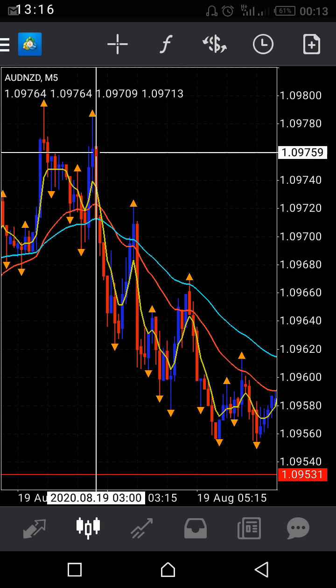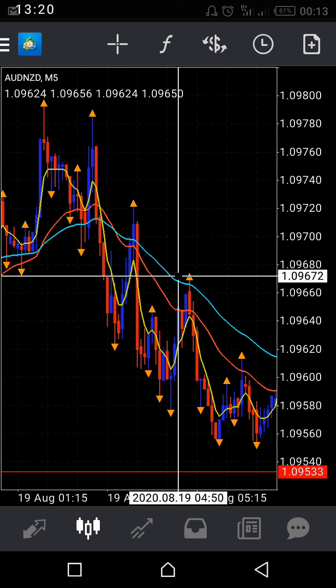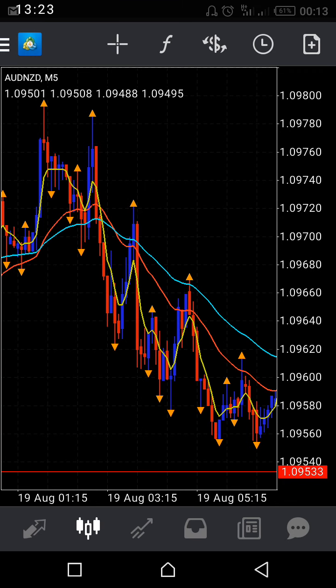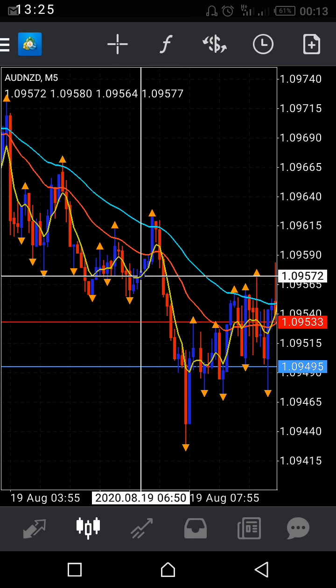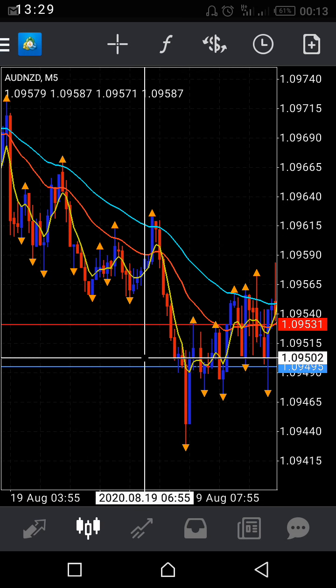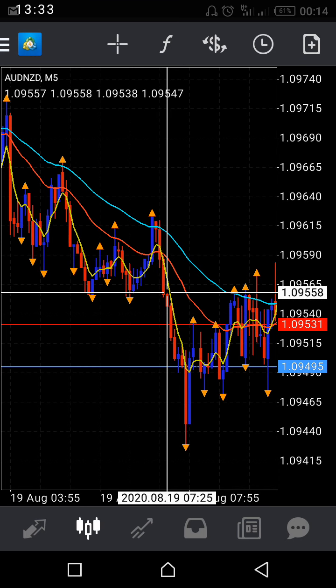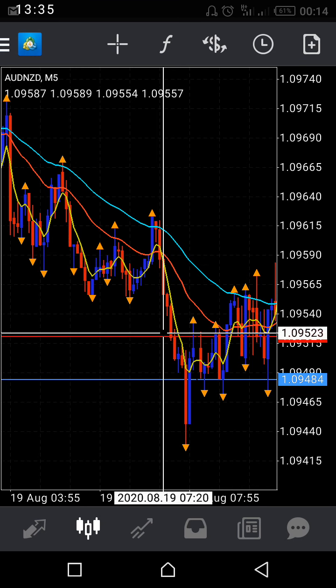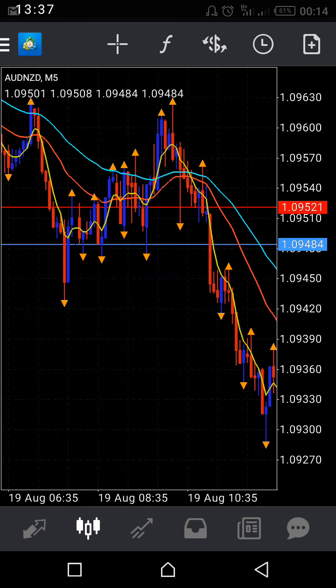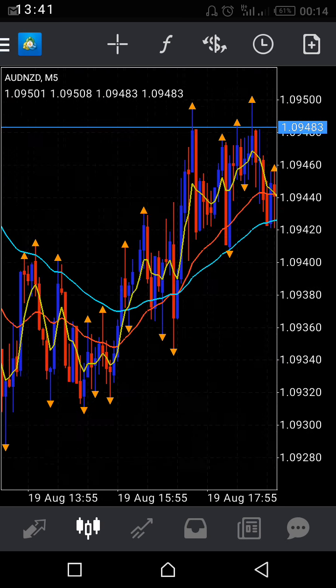Can you see? This is a re-entry point on AUD. This is another re-entry point on AUD. So this is another re-entry point here. This is another re-entry point. Can you see? Okay, you must have exited the trade here, and then once it crossed back again, you enter the trade again. You see? So you can go on and on and on, and you can make a hell of money from this.